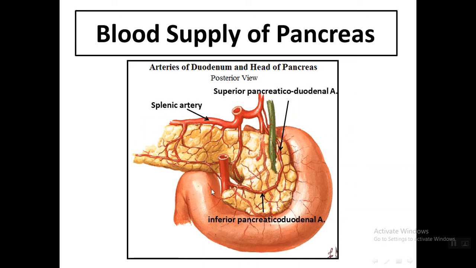This is a posterior view of the pancreas, and we can see how the blood vessels are arranged. This is the splenic artery running over the upper border of the pancreas. This is the superior pancreatico-duodenal artery, a branch from the gastroduodenal artery, and the inferior pancreatico-duodenal artery, which is a branch from the superior mesenteric artery.